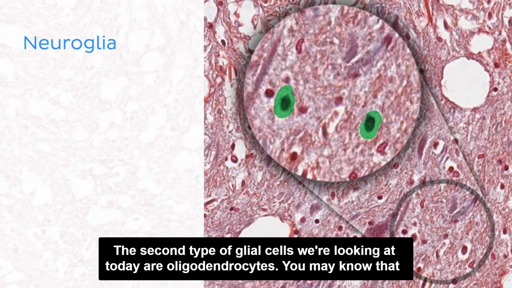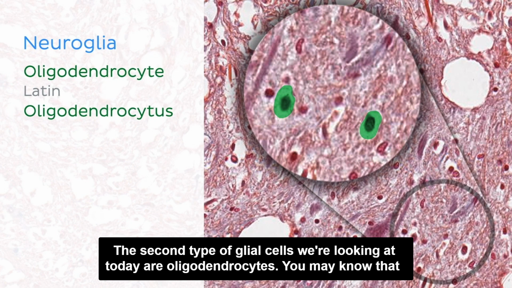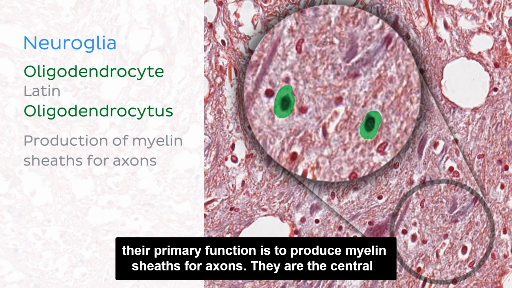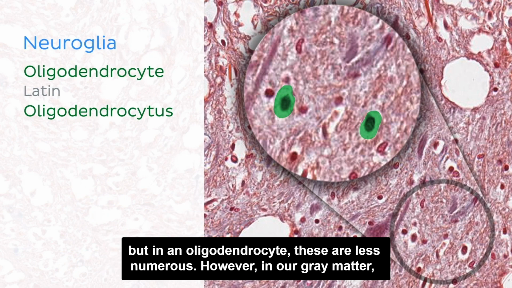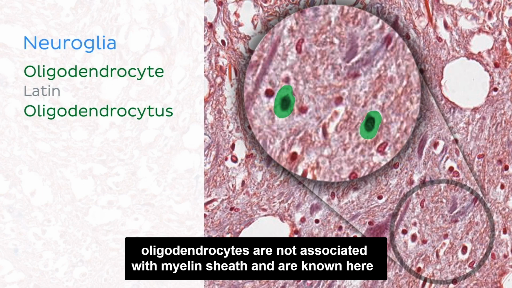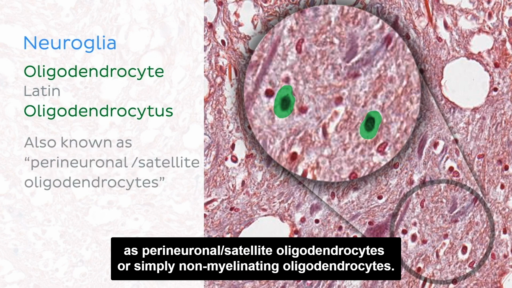The second type of glial cells we're looking at today are oligodendrocytes. You may know that their primary function is to produce myelin sheaths for axons. They are the central nervous system equivalents to Schwann cells. Similarly to astrocytes, they have processes, but in an oligodendrocyte, these are less numerous. However, in our gray matter, oligodendrocytes are not associated with myelin sheath and are known here as perineuronal satellite oligodendrocytes or simply non-myelinating oligodendrocytes.